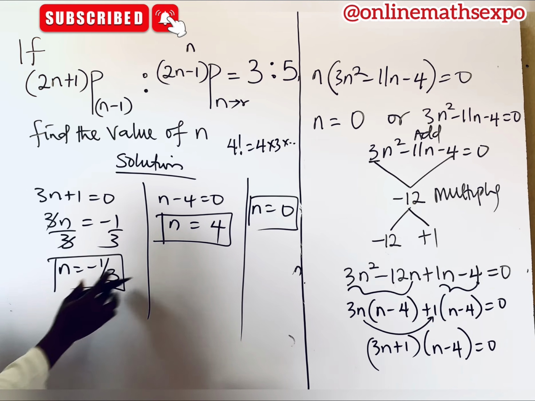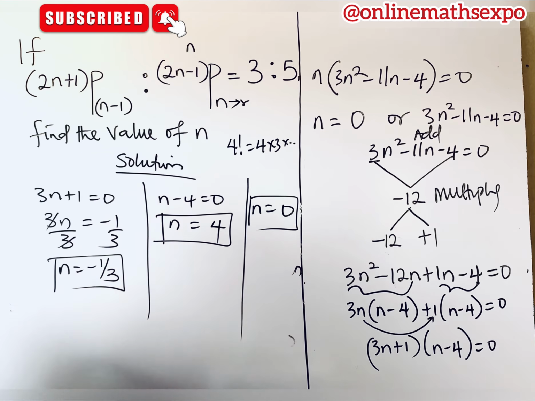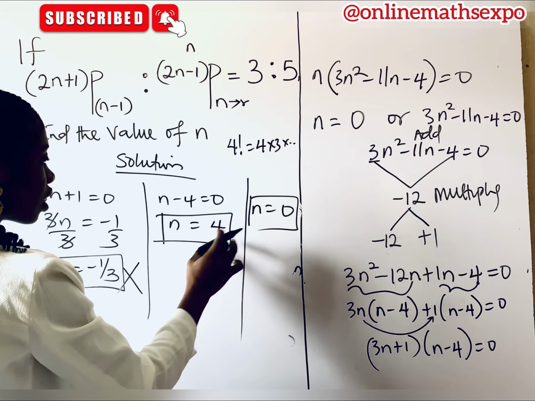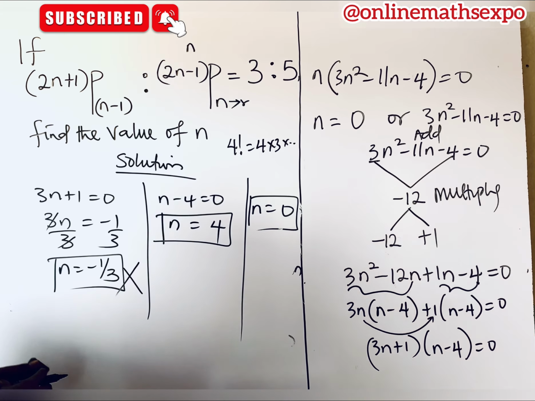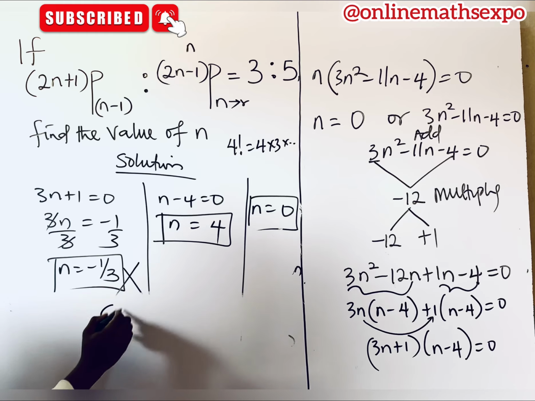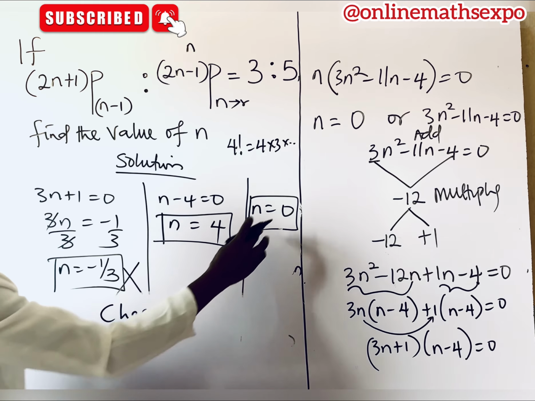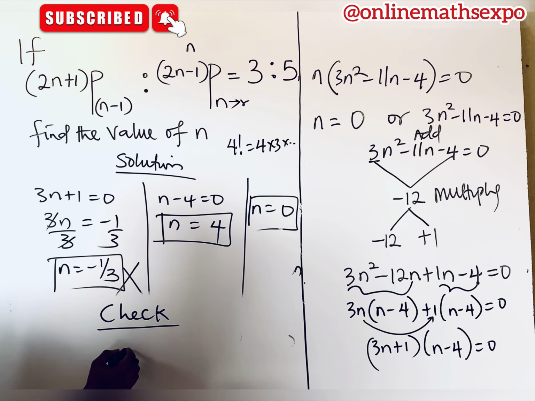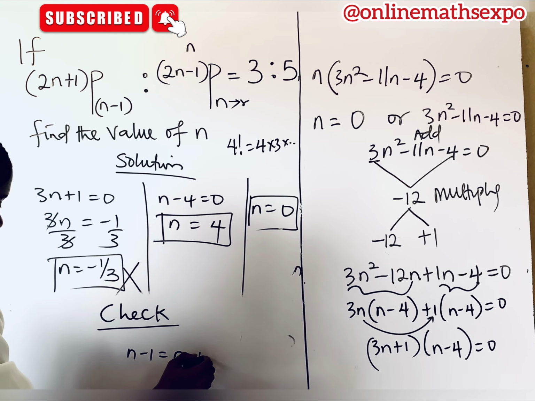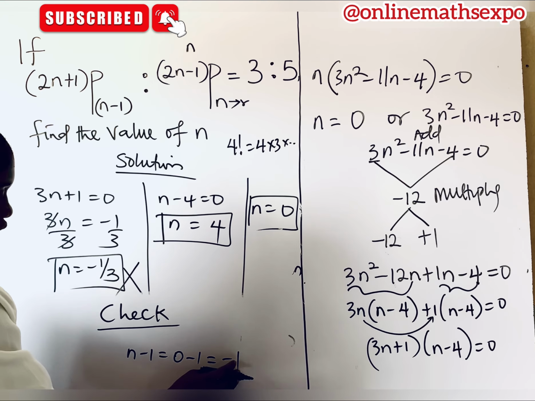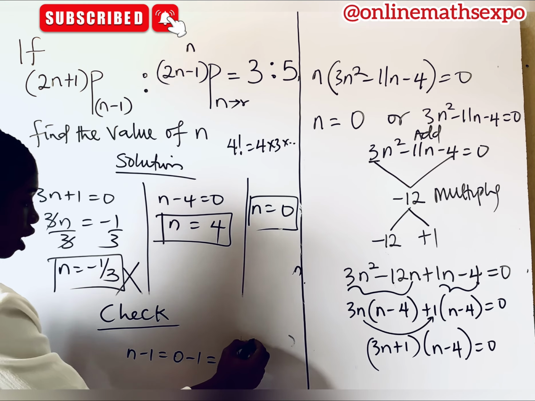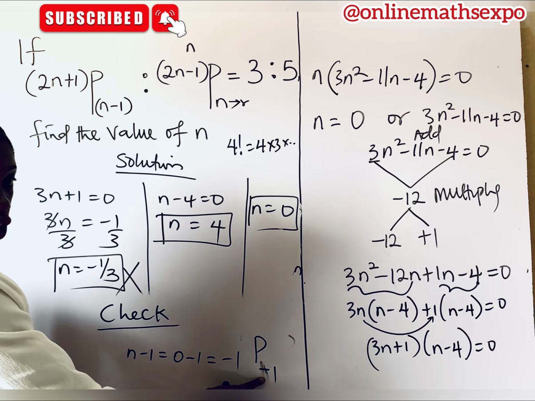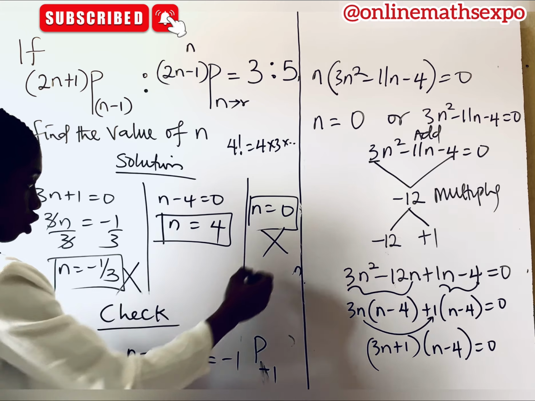But the question is, which of them is suitable in the question? n cannot be negative, so negative 1 over 3 is off. Now let's test for when n is 4 and 0. Let's test for when it is 0. So we're going to do a check. If you put n as 0, watch this. If n is 0 here, we're going to have n minus 1 will be 0 minus 1 to give us negative 1. So we cannot have permutation of negative 1 here, did you see that? So it cannot be negative. In that case, this is also off.